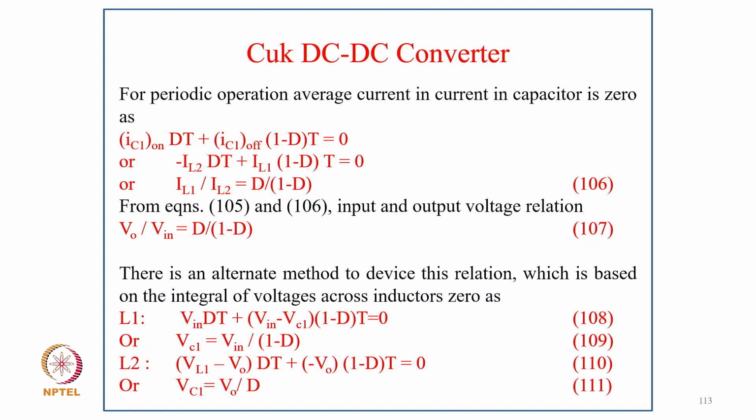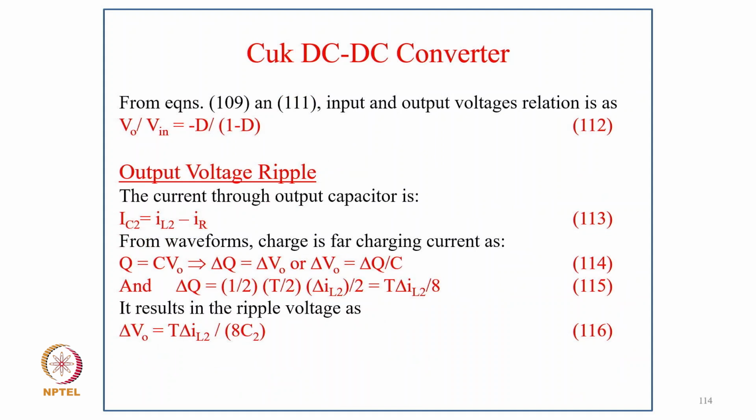There is an alternative method to derive this relation, which is based on the integral of voltage across the inductors being 0. For L1, Vin dT plus (Vin minus Vc1)(1 minus d)T equals 0, or Vc1 equals Vin upon 1 minus d. For the voltage across inductor L2, (Vc1 minus Vo) dT plus (minus Vo)(1 minus d)T equals 0, or Vc1 equals Vo upon d. Equating both relations, we get Vo upon Vin equal to minus d upon 1 minus d.